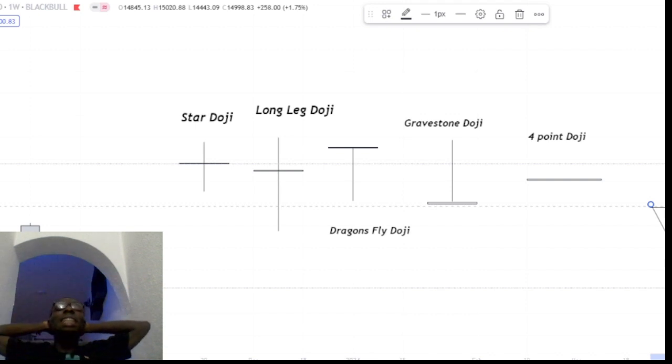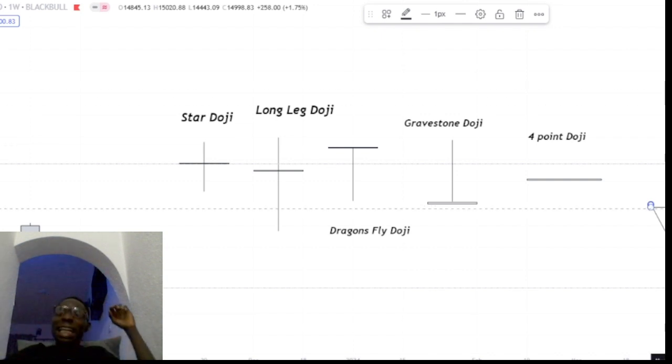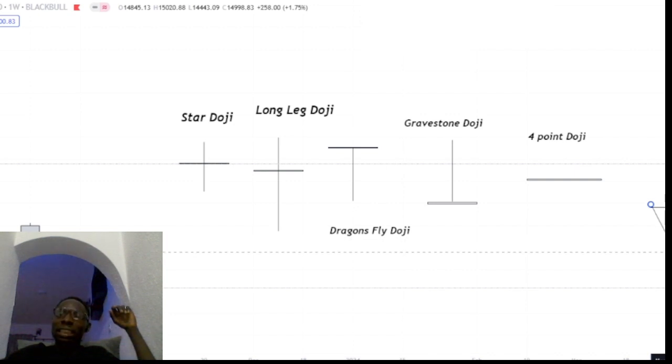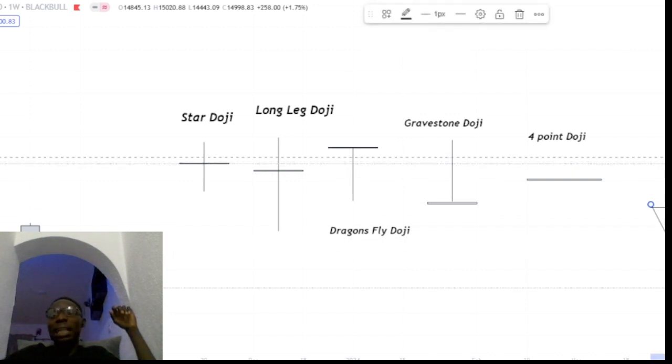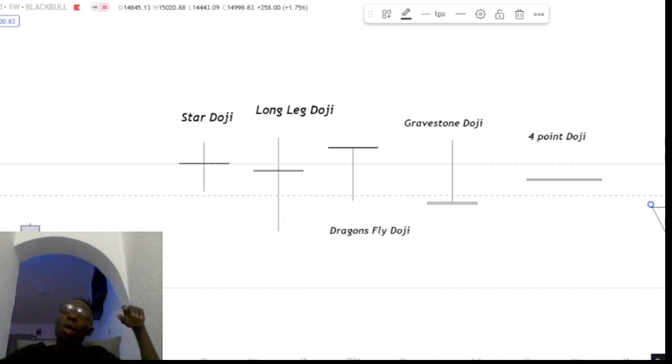So when you spot a star doji, you stay put. You don't take a position. Myself, I don't trade star doji. But there are some I trade, and I will give you the reason. You can see there is an equal level, a balance between the low point and the high point. That is what makes it a star doji. So it's equal strength, pure indecision. I repeat myself, pure indecision.